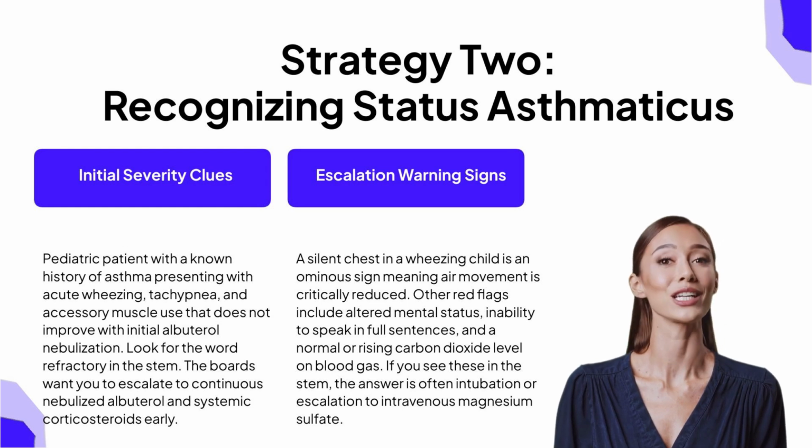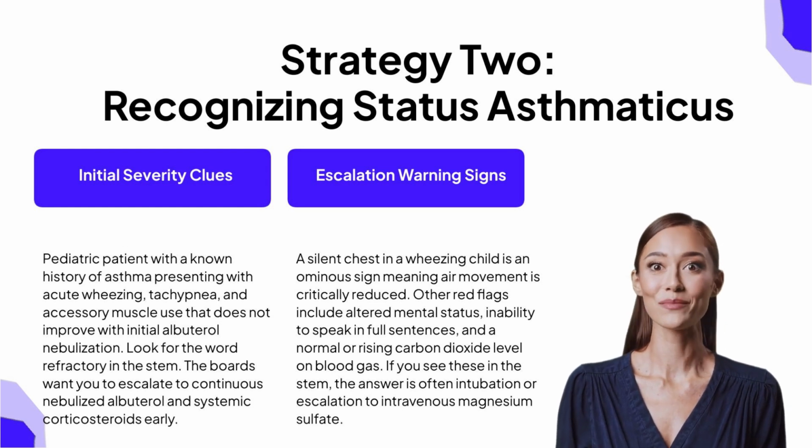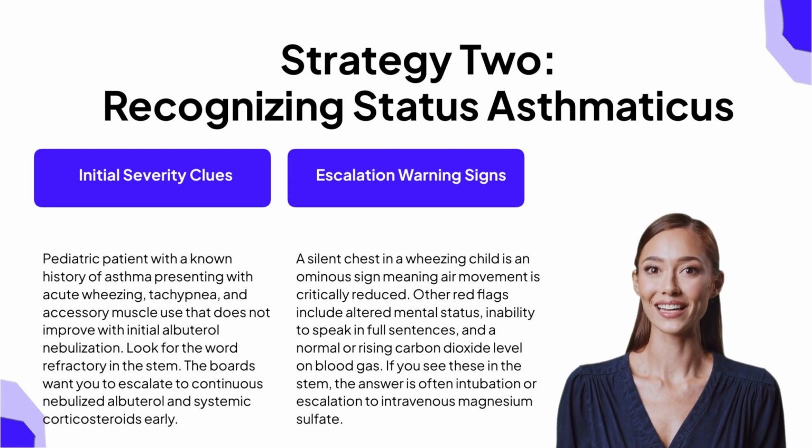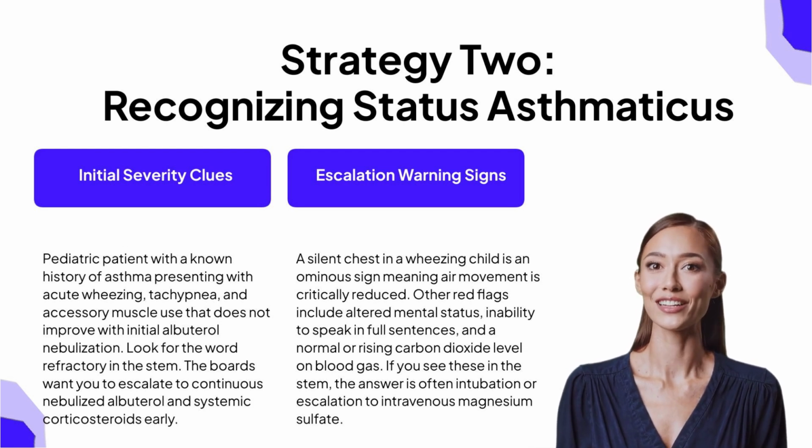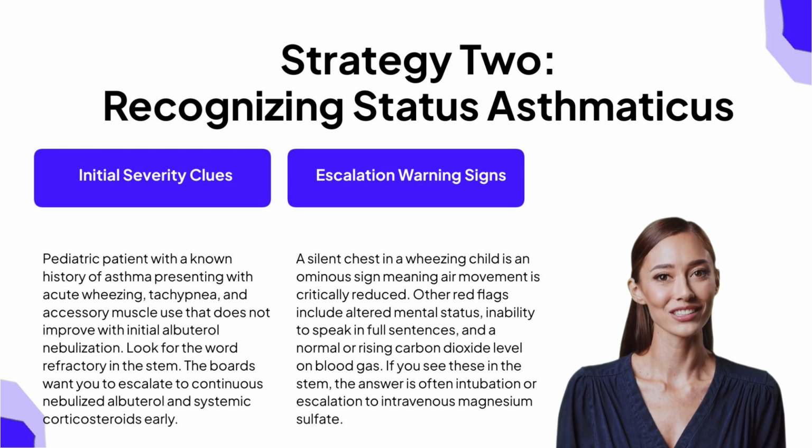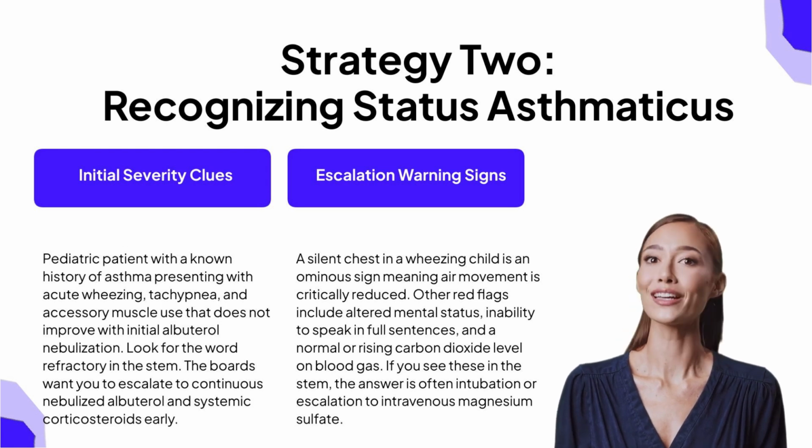The key danger sign is a silent chest, which means air movement is so severely reduced that you can no longer hear wheezing. Other red flags include altered mental status, inability to speak in full sentences, and a normal or rising carbon dioxide on blood gas, which indicates the child is tiring out and may need intubation. If the question describes these ominous signs, think about intravenous magnesium sulfate or emergent intubation.